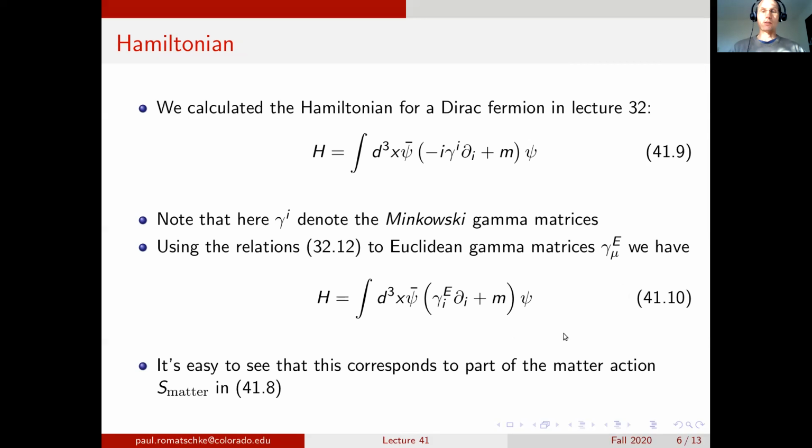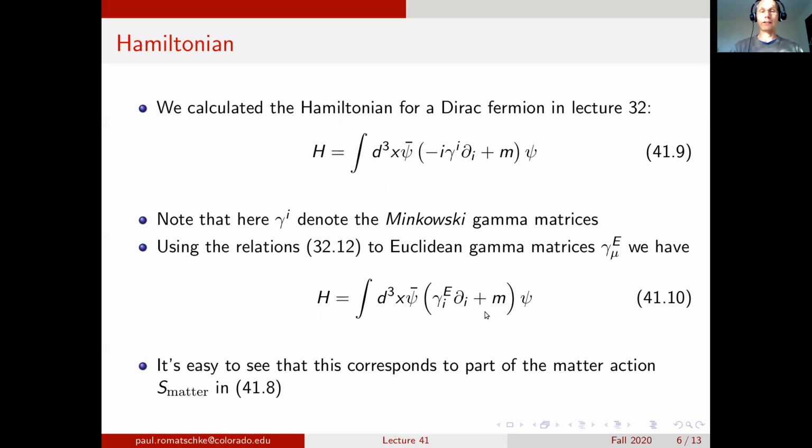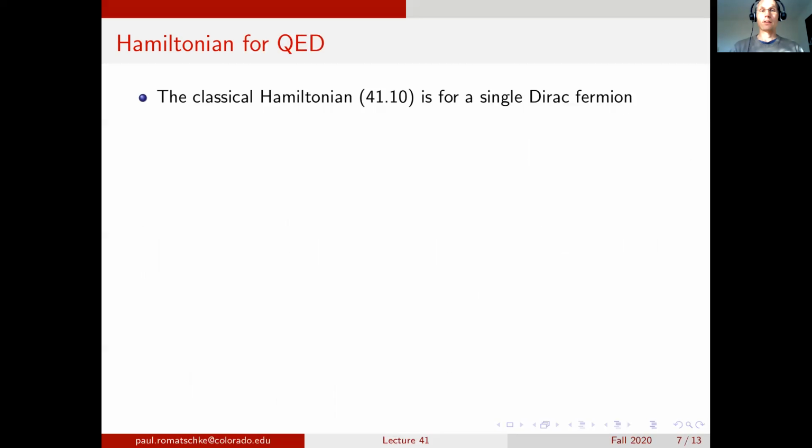It is straightforward to see that this Hamiltonian here is effectively part of the matter part of the action, because we have psi bar d slash psi. That's also part of our action here, psi bar d slash psi. So it's straightforward how to correct for further contributions in the Hamiltonian. This Hamiltonian that I had on the previous stage, that we derived in lecture 32, was for a free Dirac fermion.